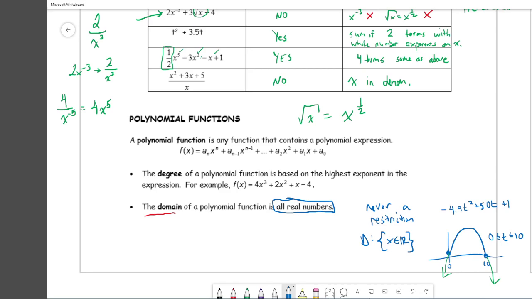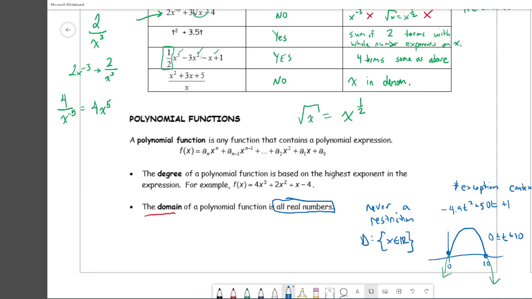I don't want to bother calculating it. So you might have a restriction in a polynomial, but if you do, the exception would be from a context. If your function represents a situation, then sure, it could have restrictions on it. But those restrictions would correspond with the physical situation that the function was connected to. It would not correspond to the math itself.